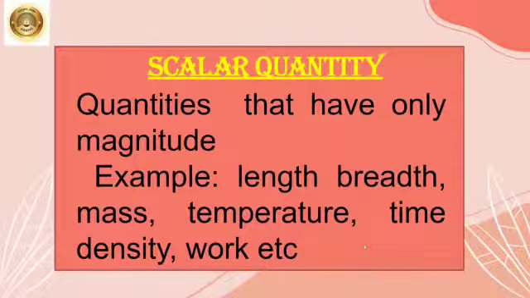Now let's see what a scalar quantity is. A quantity that can be completely expressed by its magnitude alone is called a scalar quantity. For example, only magnitude, that is, a value with a unit, is used to express quantities such as length, breadth, area, mass, etc. Thus, we say that the length of a tunnel is 2 kilometers.